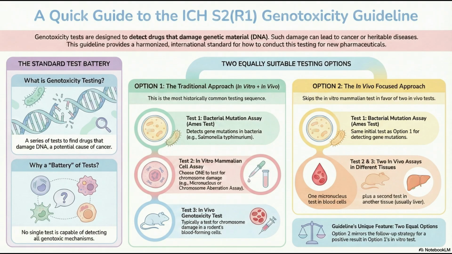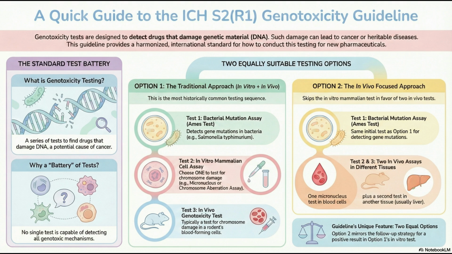Test 1 is always a test for gene mutation in bacteria, which means the bacterial reverse gene mutation test, or the Ames test, yes? So let's break down how they diverge for the other two tests. Start with option 1, the classic, which uses more in vitro data. Okay, so option 1 uses one in vitro mammalian test and then one in vivo test.